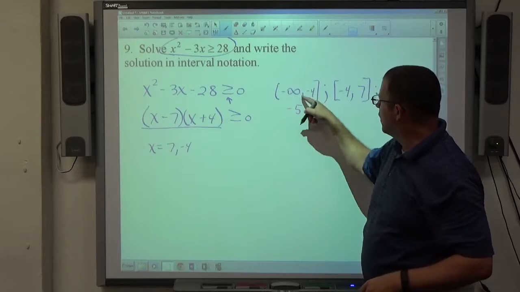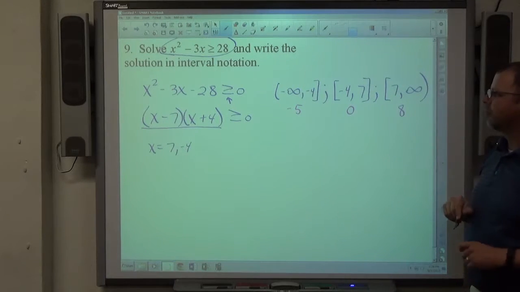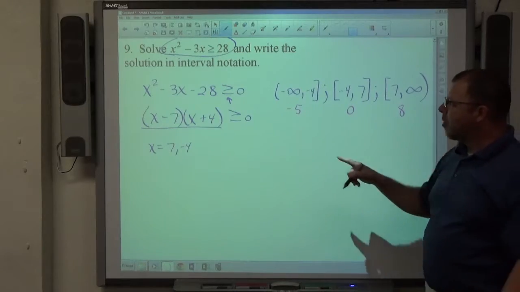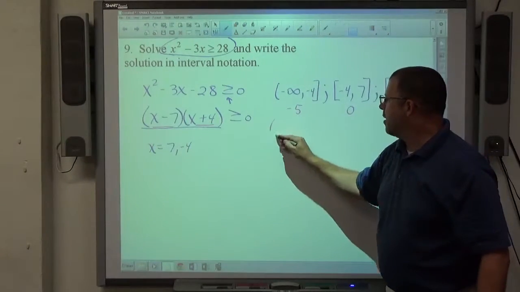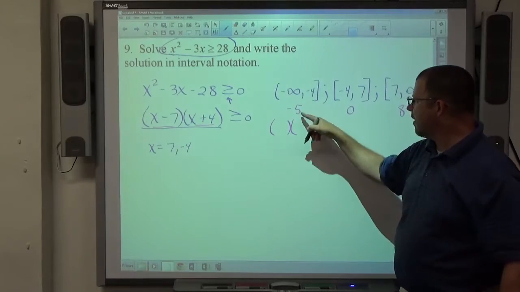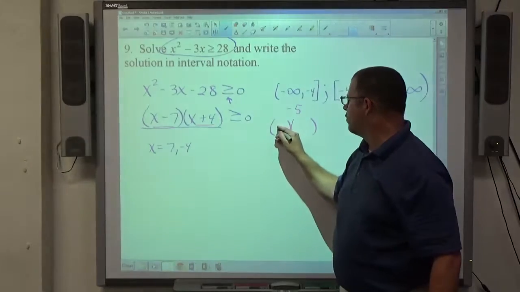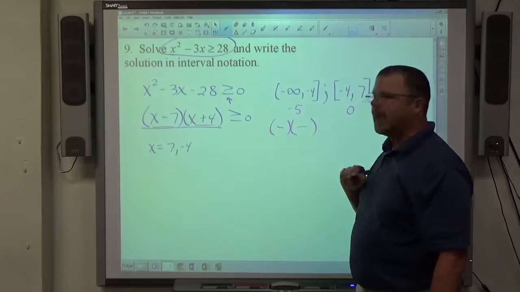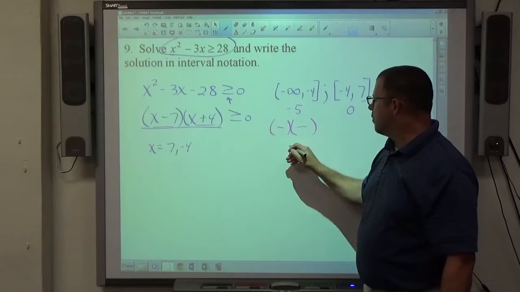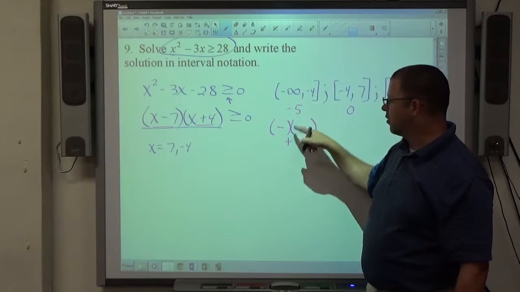So negative 5 is between these two numbers, 0 is between these two numbers, and 8 is between those two numbers. I've got a product, and if I substitute negative 5 in place of x, negative 5 minus 7 is negative 12. The negative is what matters. Negative 5 plus 4 is negative 1. The negative is what matters. Two negatives multiplied make a positive, so this interval here is going to be a positive interval.